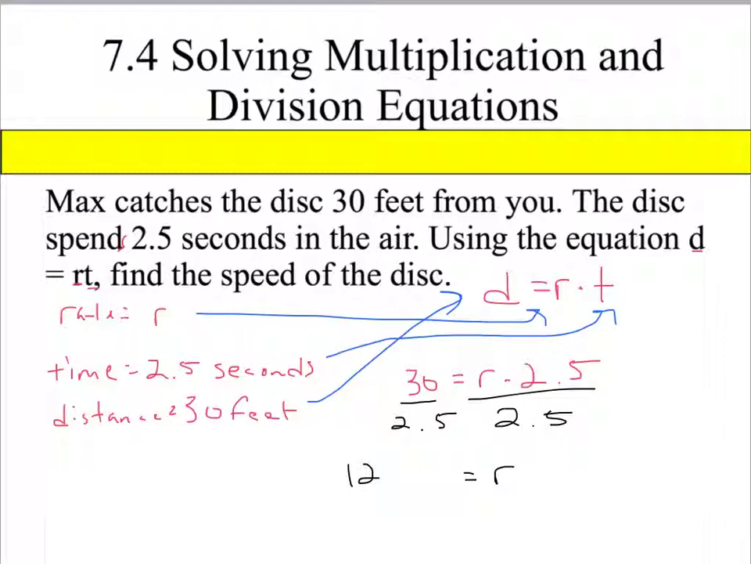Okay, a rate is a rate of distance over time. What's my unit of distance? It's feet. What's the unit of time that I'm using? Seconds. So it's 12 feet per second. And that's my answer. Okay? So you're going to be doing these types of problems in your homework, both multiplying and dividing. So walk through them carefully.